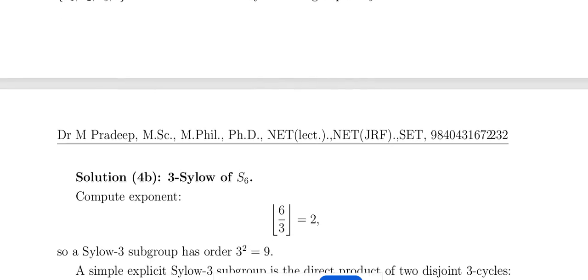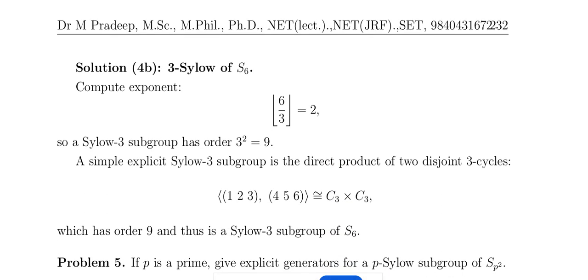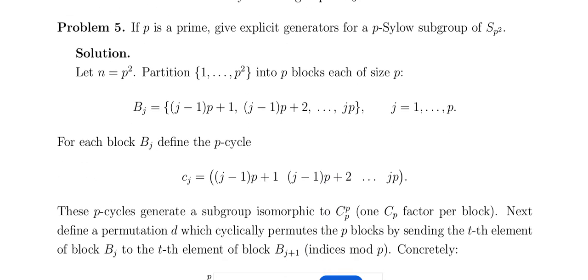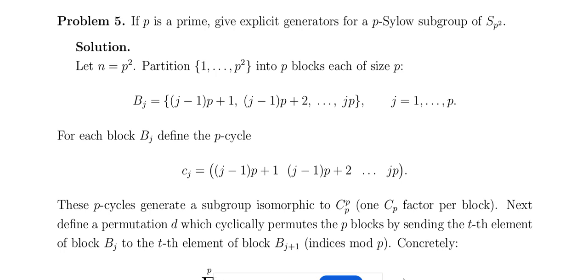In the same way, the 3-Sylow subgroup of S6. The 3-Sylow subgroup of S6 means 6 by 3; next, 6 by 3 square will not come, so that is 2. So the Sylow 3 subgroup has order 3 square equal to 9. So that is the very important idea. So the order of the 3-Sylow subgroup, you can find out using that concept.